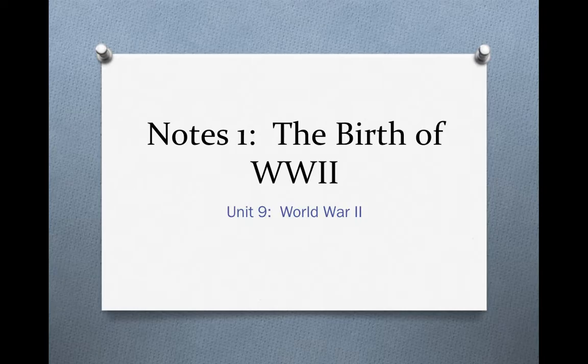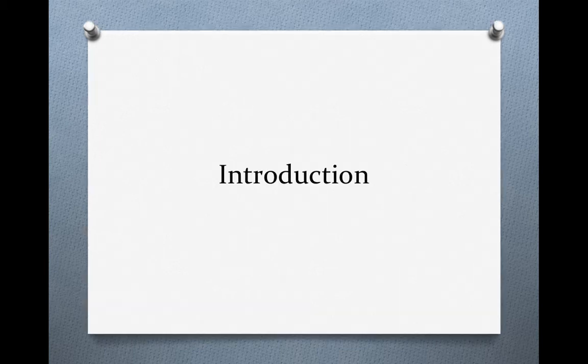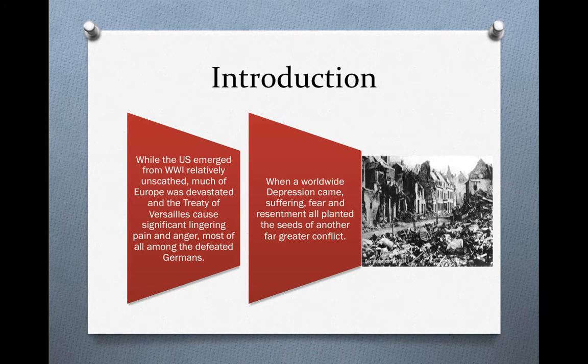Alright, so in our first set of notes for Unit 9, focusing on World War II, we're going to look at the birth of World War II and what kind of situations caused it in other places besides the United States. So, while the United States did emerge from World War I relatively unscathed and untouched, much of Europe was devastated, and the Treaty of Versailles did cause significant lingering pain and anger, most of all for the defeated Germans. So when the worldwide depression came, suffering, fear, and resentment all planted the seeds of another far greater conflict.